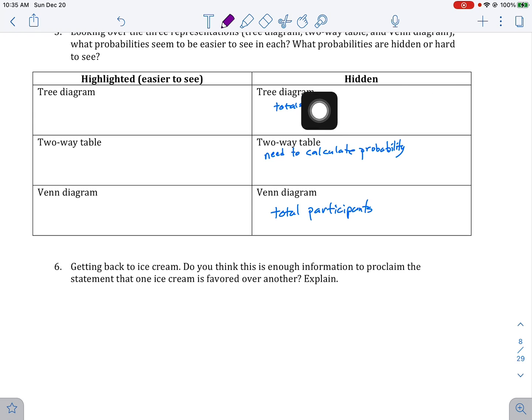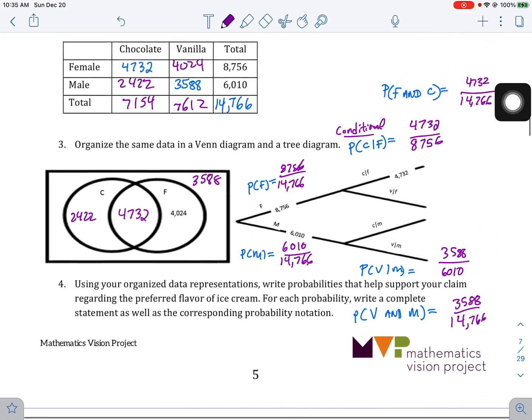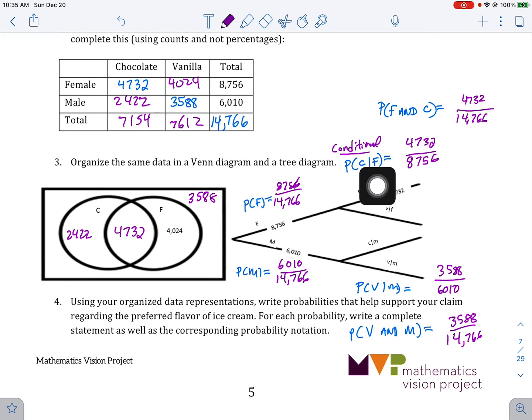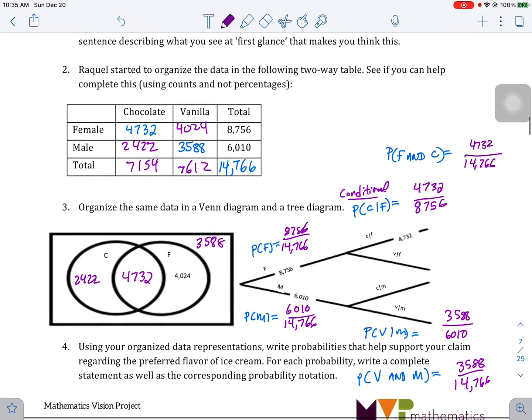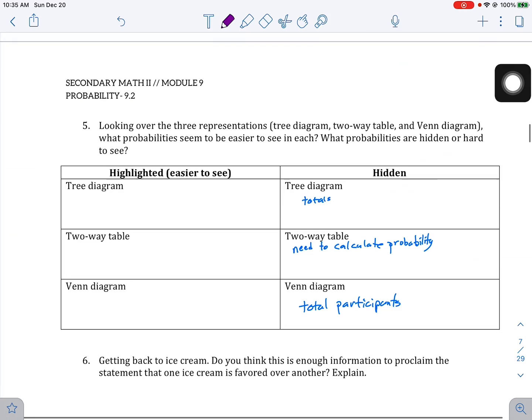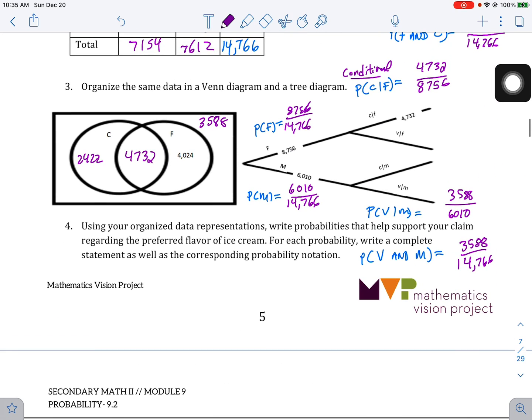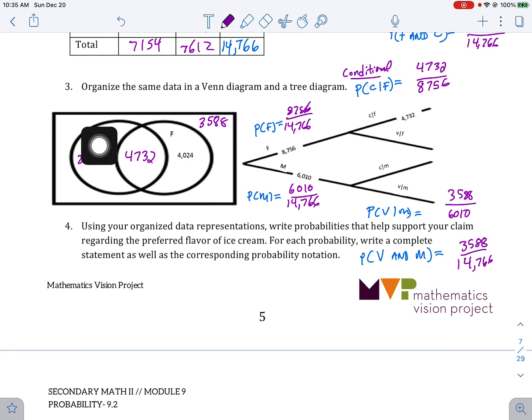Some things to look at. I looked at what information is hidden for each of these. In other words, what do you not know just by looking at the diagram? For the tree, you don't really know all the totals. You have the individuals for each of these conditions, but you don't know the totals. For the 2A table, you don't know what probabilities are. You just have the raw numbers here. And then for the Venn diagram, you have two separate conditions. One is the female as opposed to male, and chocolate as opposed to vanilla. So you don't really know the total very easily. You have to calculate that.